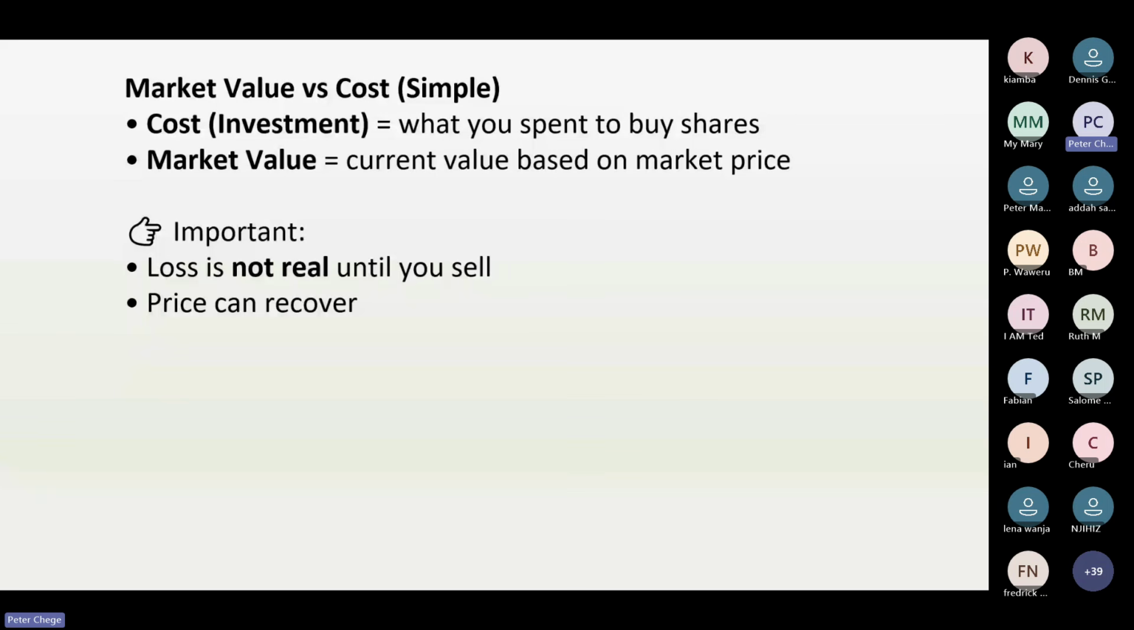Then market value is the current value based on that day's price. Like now, if you have to check my portfolio, it will be based on yesterday's closing price. And the loss that you see in your portfolio is not the real loss. You only realize this loss when you actually do the sale. The profit that you have there, if you want to realize it, you have to sell. Otherwise, it is not real profit or loss.